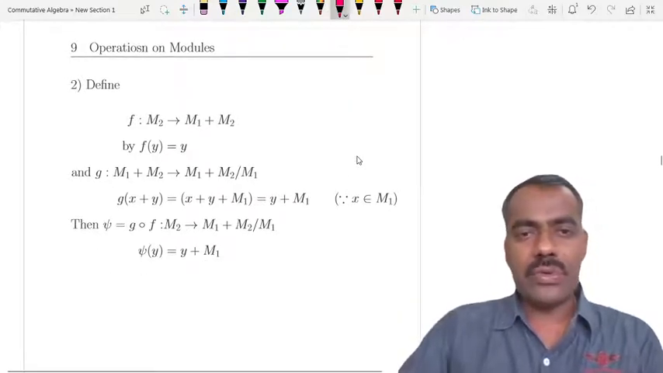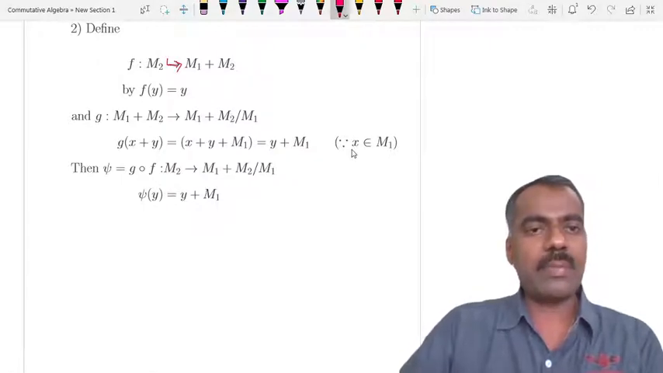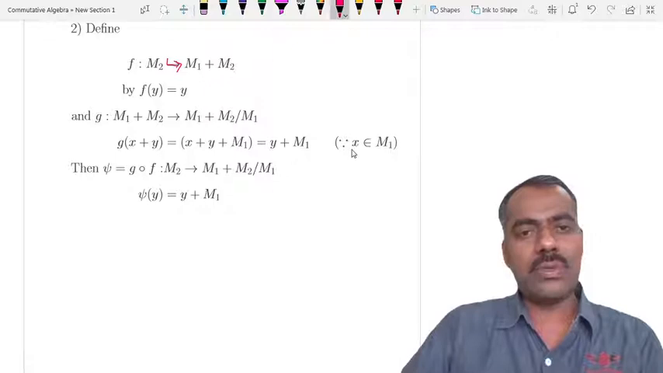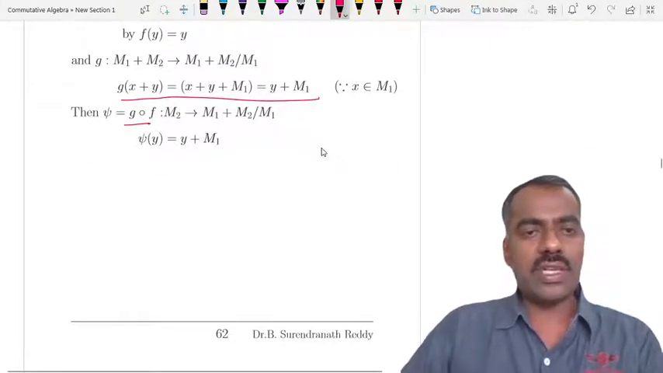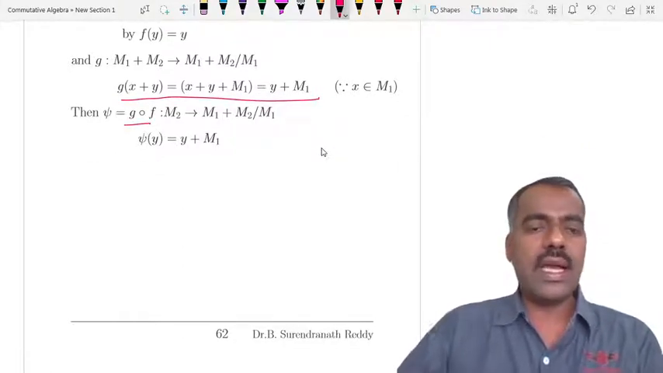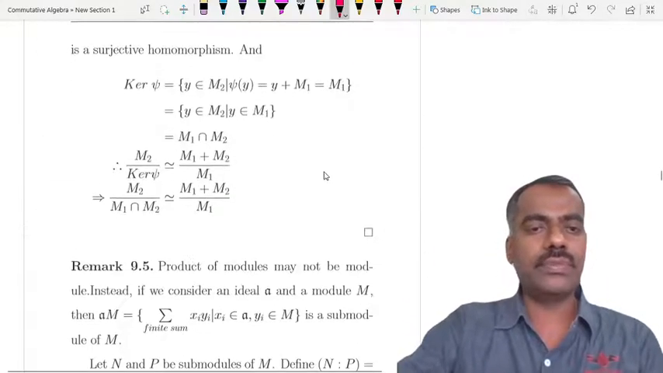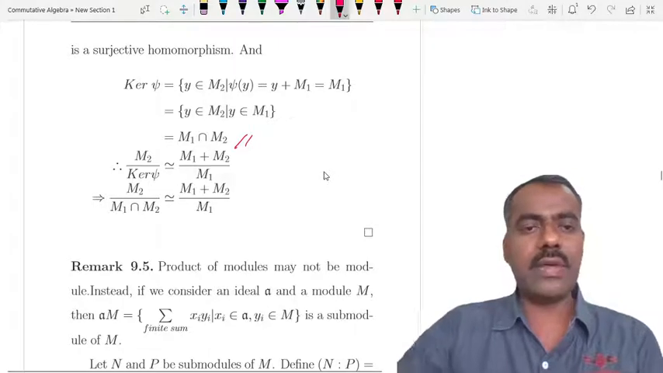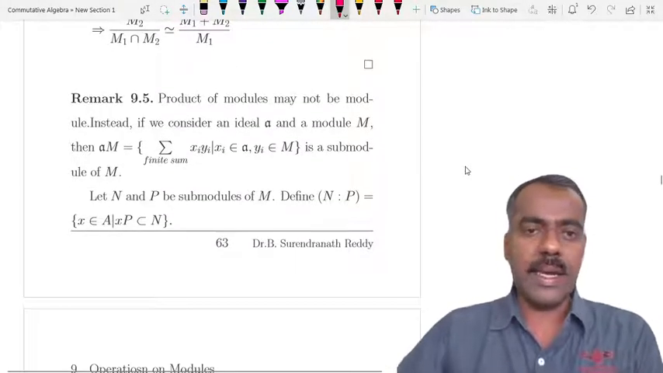Similarly, from m2 to m1 plus m2, you can define simply the inclusion map. And define from m1 plus m2 to m1 plus m2 modulo m1 this way: g of x plus y is y plus m1. Then you take the composition, which is a map from m2 to this, and show that the kernel is precisely the intersection. This is not a difficult one, but these results we use frequently again and again.